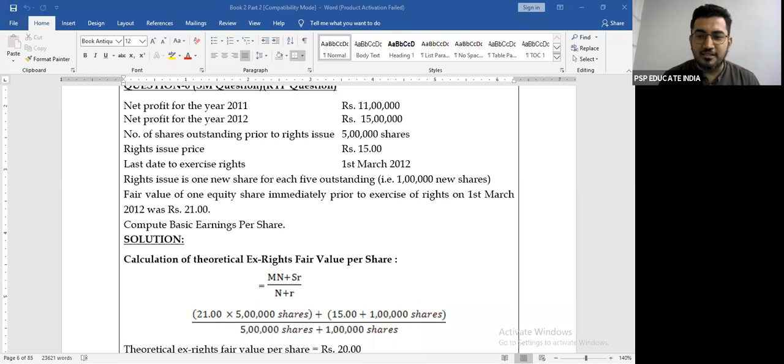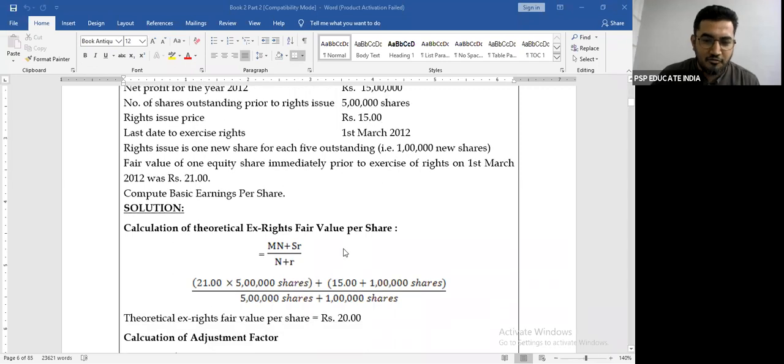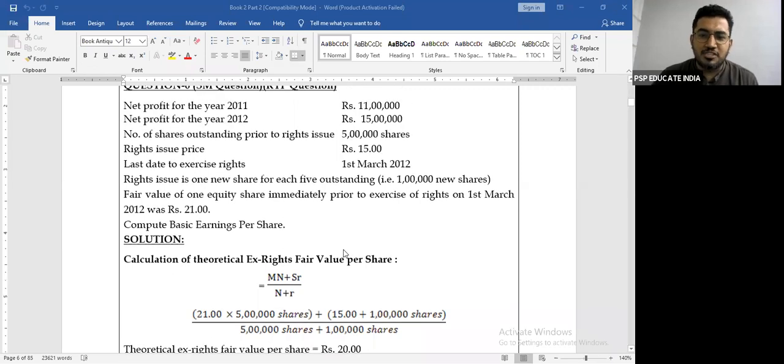And finally, what is the value of R in the question? 1 lakh. Okay, excellent. So you all have got the values right. It is of course 20. Okay, come to step 2, calculation of adjustment factor.